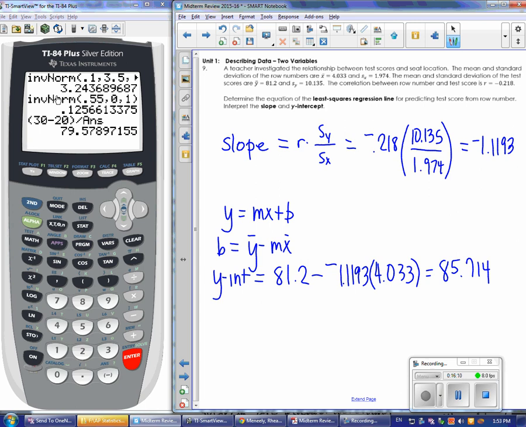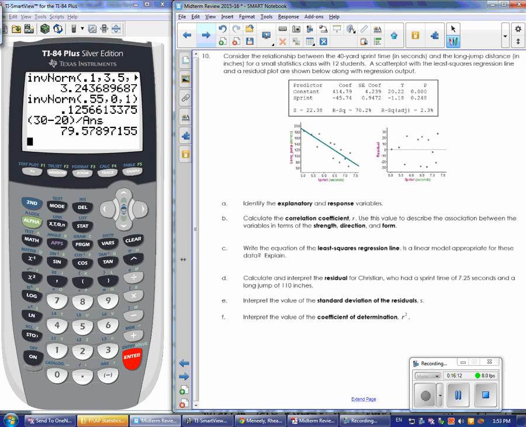Okay. Number 10, this is an example of computer output. You're also given a scatter plot and a residual plot for the relationship between the 40-yard sprint time in seconds and the long jump distance in inches for a small statistics class of 12 students. So it asks you to identify the explanatory and the response variables. In this case, it's probably easiest to just look for them in the graph. So remember, our explanatory variable is always x, our response variable is always y. So in this case, x represents our sprint time, and our response would be our long jump distance.